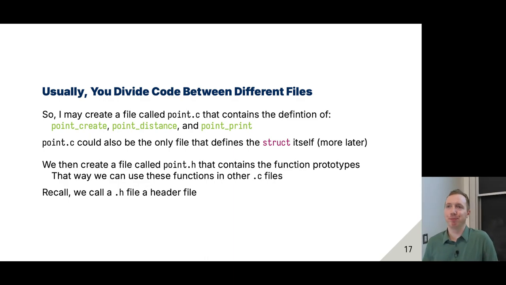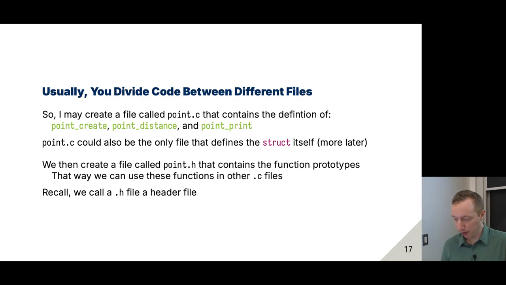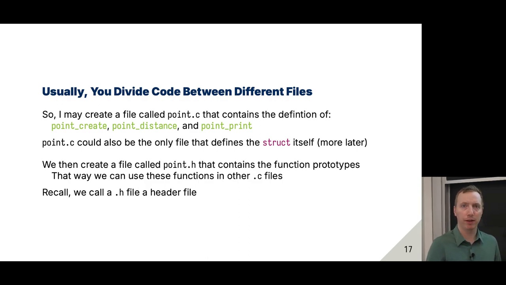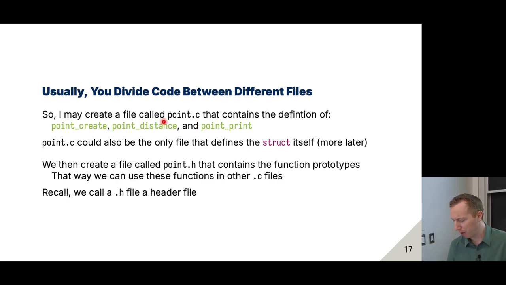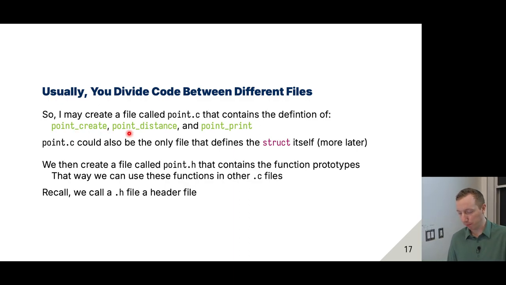And well, usually you want to divide things up to make them more manageable instead of just throwing everything in a single C file. So usually what happens is people will create a single C file for all the related functions that operate on a structure. So how code is usually organized is I might call a file point.c, and that file would contain all the code for point_create, point_distance, and point_print.